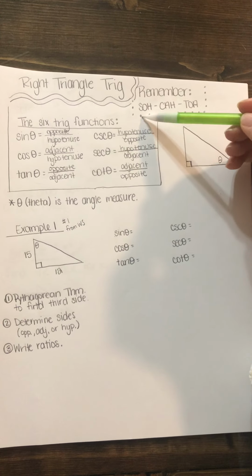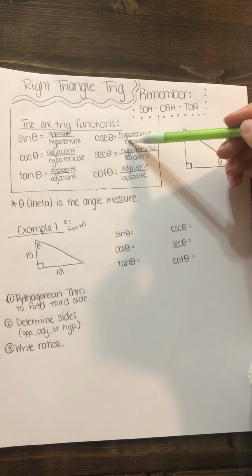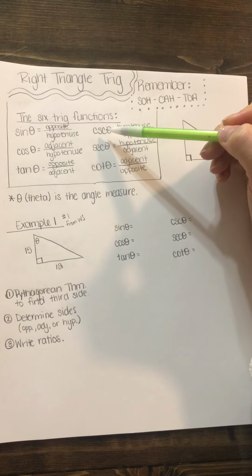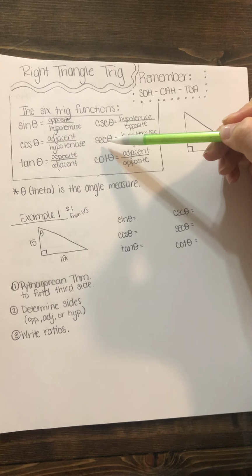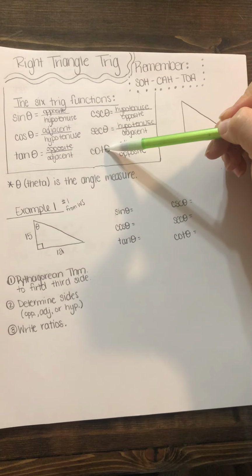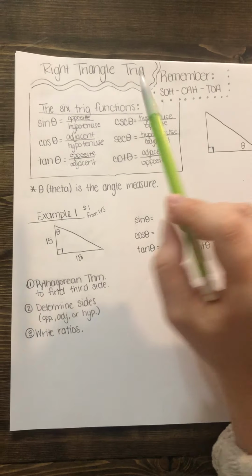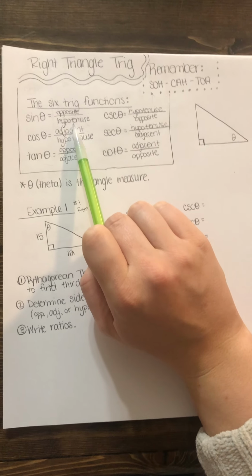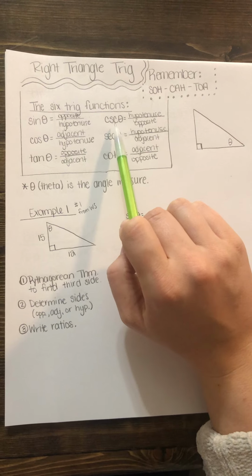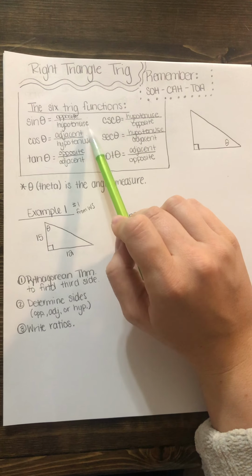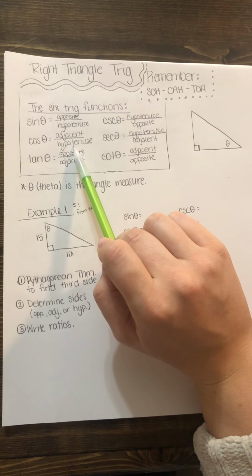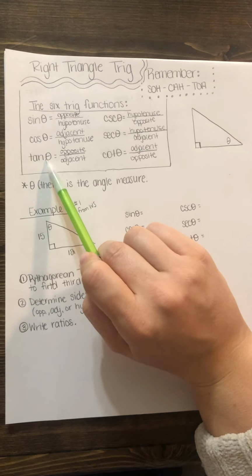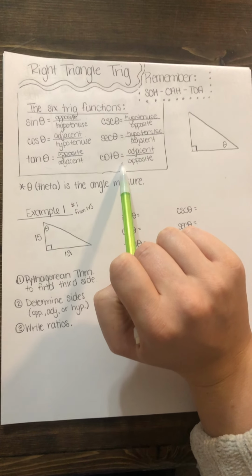So these are your 3 main ones, and if you can memorize those for the sides, then you'll be able to memorize or know these, because all they are is the reciprocals. So this is called cosecant, this one is secant, and this one is cotangent. And if you notice, sine is opposite over hypotenuse, and then your cosecant is hypotenuse over opposite, so you just flip those. Same thing for cosine and secant, and tangent and cotangent.